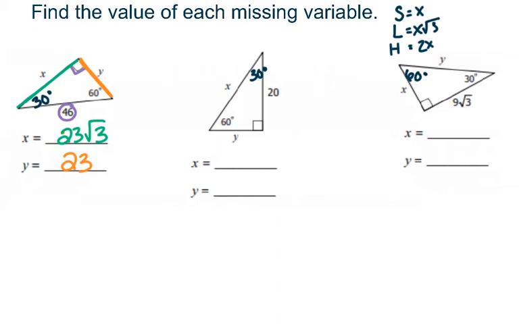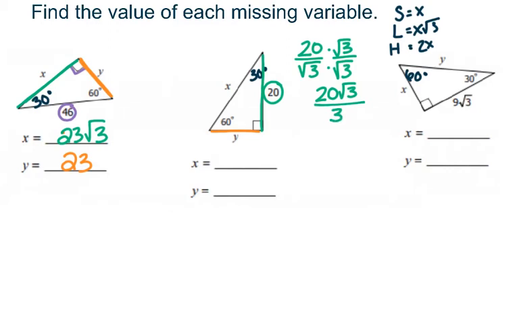Okay, for the next one, it gives me that my long side is 20. So I'm going to work backwards to figure out what my short side is. So here's my short side, and I know that 20 has been multiplied by the square root of 3. So to undo it, I would divide. Remember, you can't have a radical on the bottom, so you multiply by the radical. So the top becomes 20 square root of 3, the bottom 3.